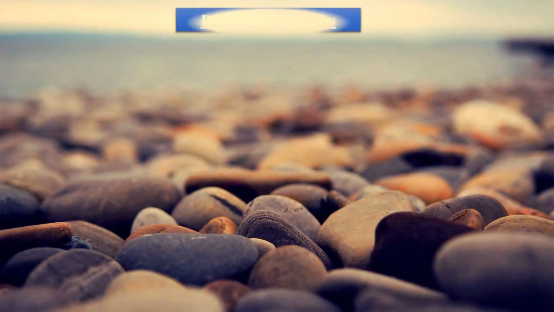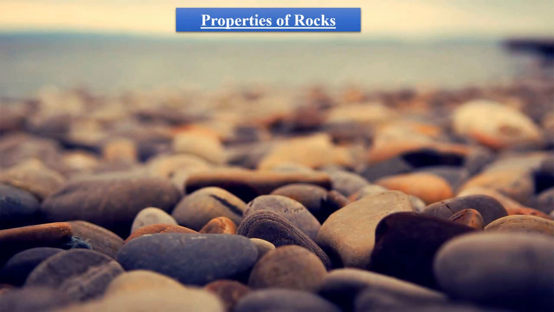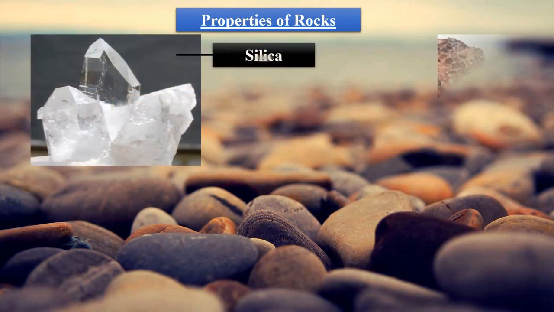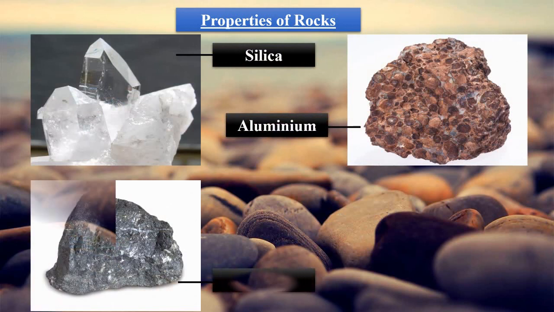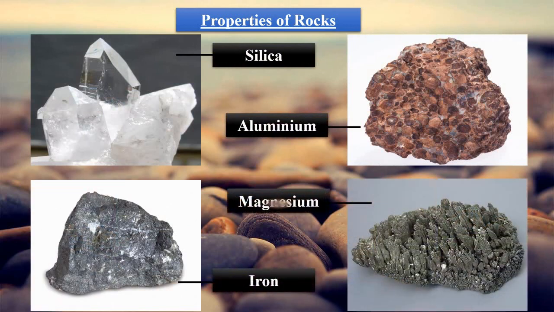The Earth's crust is 98% made up of 8 elements, that is, oxygen, silica, aluminium, iron, magnesium, calcium, sodium, and potassium, out of which silica, aluminium, magnesium, and iron are the major rock forming minerals. There are other minerals too in different rocks.